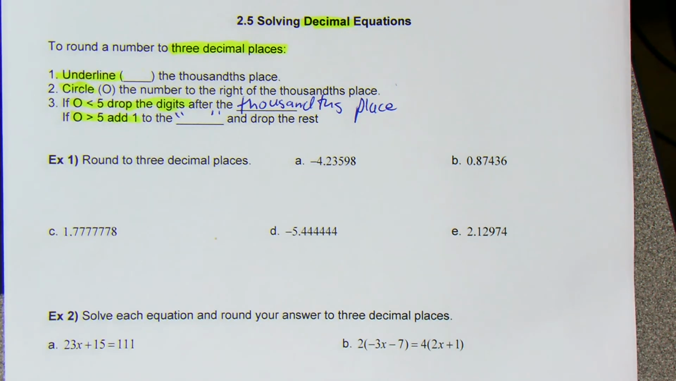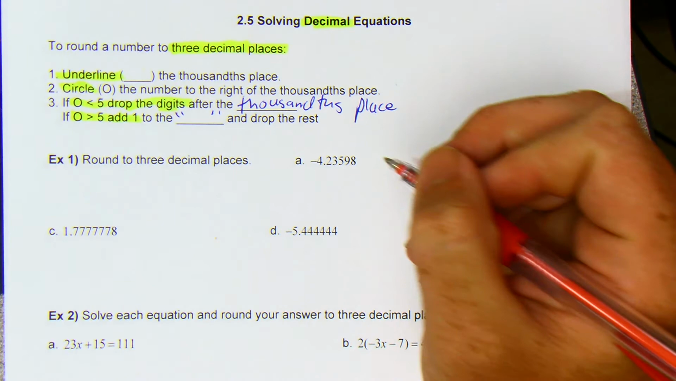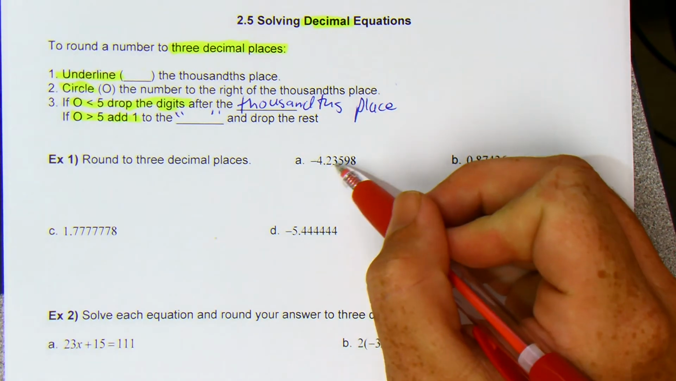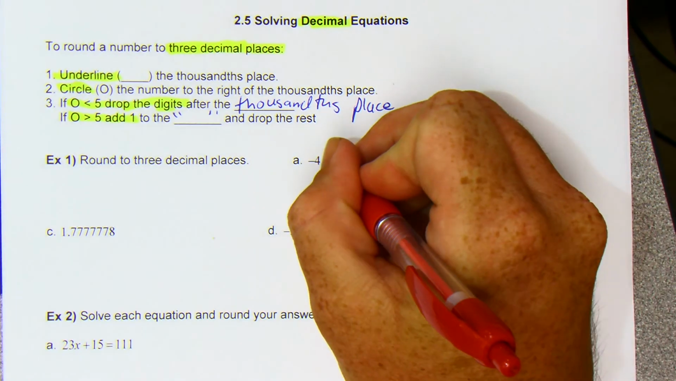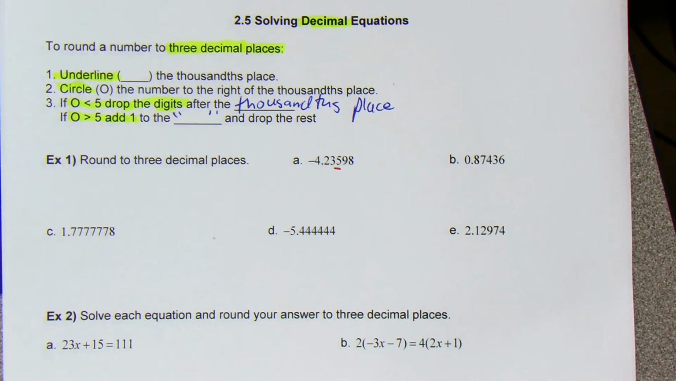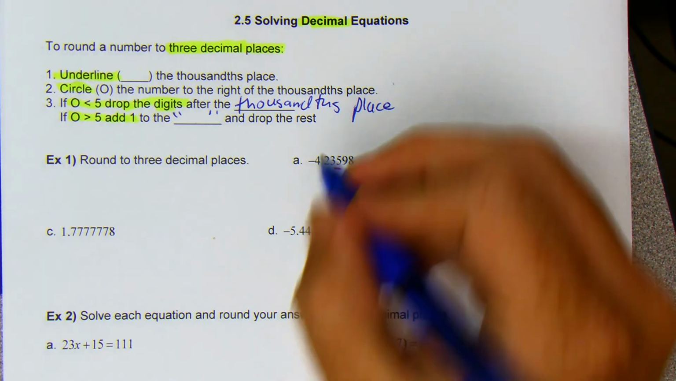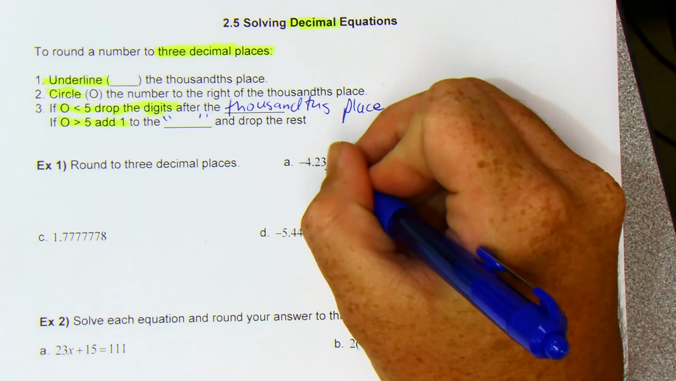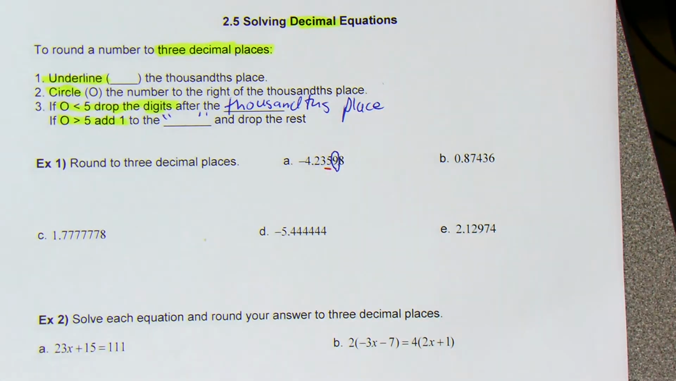We'll go through some examples right now. My first step when I'm rounding to 3 decimal places is to underline the thousandths place. Remember, the thousandths place is always 3 digits after my decimal. So this is 1 digit, 2 digits, 3 digits. This is the thousandths place, so that's what I'm going to underline. Now I want to circle the number to the right of the thousandths place, which is right here.